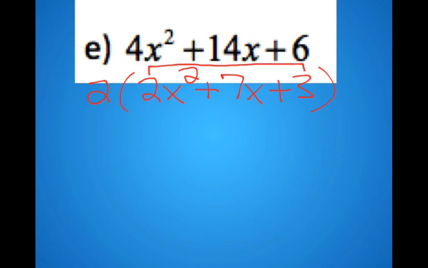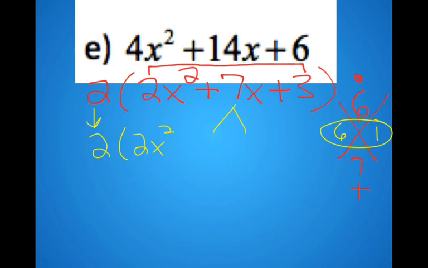So we multiply the first number times the last number, which is 6. And we're looking for two numbers that multiply to be 6 and add up to be 7. So those numbers would be 6 and 1. So then we'd want to rewrite the middle term. We're going to carry that 2 along for the ride, and then we're going to rewrite this 2x squared plus, and we're going to rewrite the 7x so that it's 6x plus x.